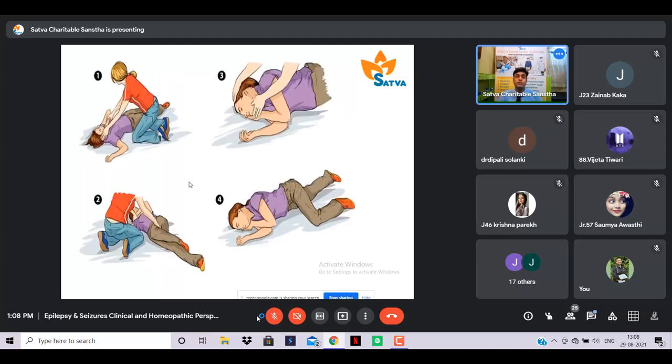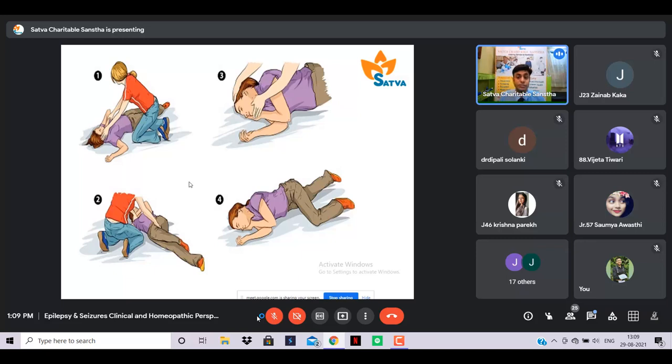So we will talk briefly about the treatment and then we will conclude. Once you see a person who is convulsing, first of all, remove any dangerous items surrounding the person. Make the person lie down on the ground safely so that he or she doesn't fall or injure themselves, and there is no head trauma or head injury.